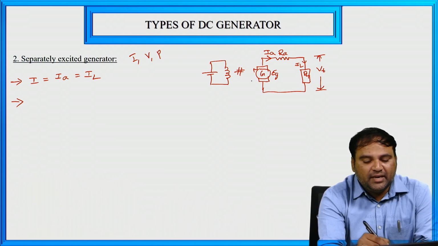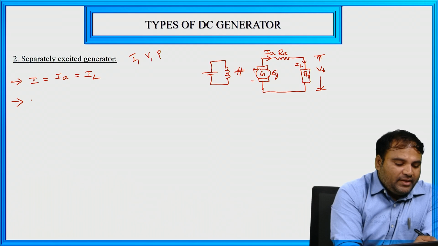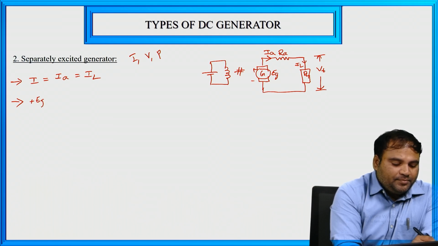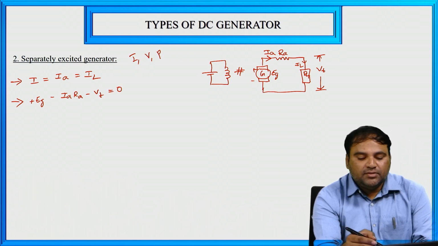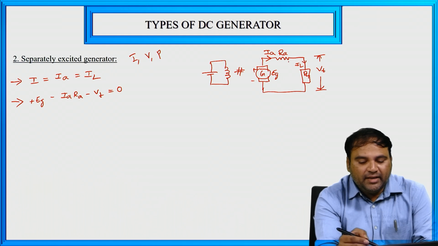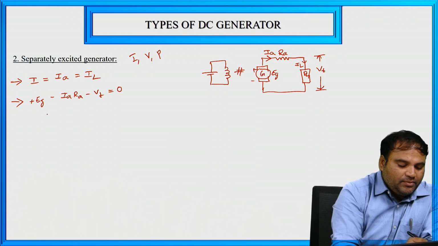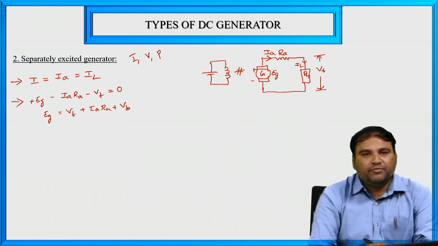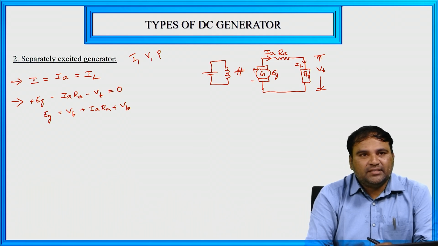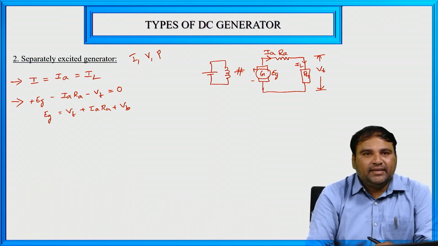Now the voltage relation, we need to apply the KVL in this loop. So this is plus and minus. Apply KVL. So plus EG minus IARA minus VT equal to 0, or minus ILRL equal to 0. Now EG equal to VT plus IARA plus brush voltage drop VB. Here is the voltage relation of the separately excited DC generator.